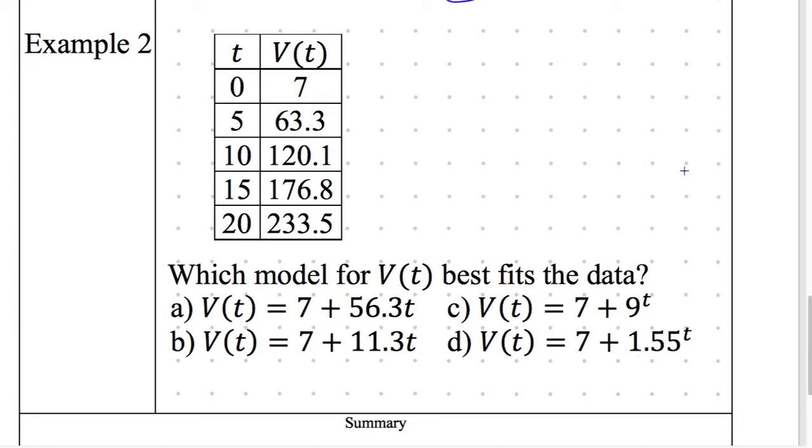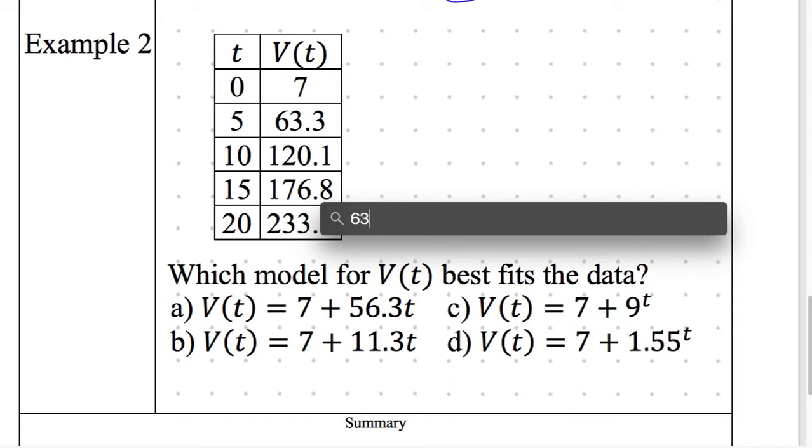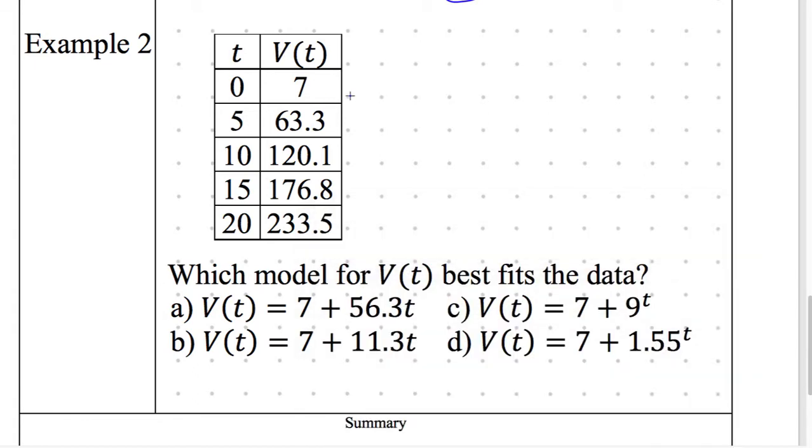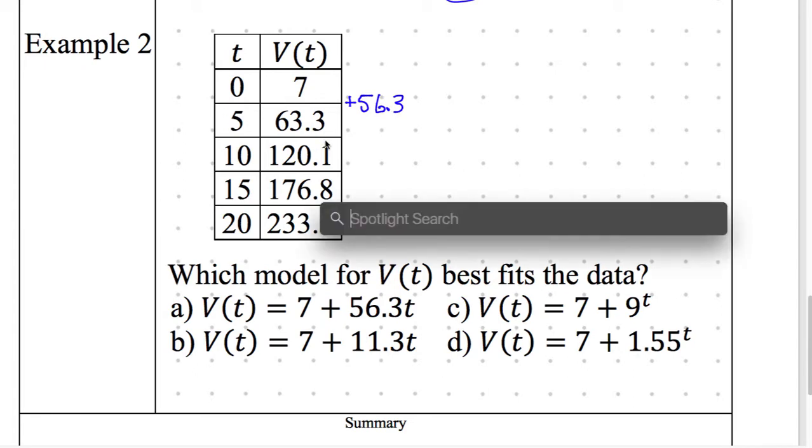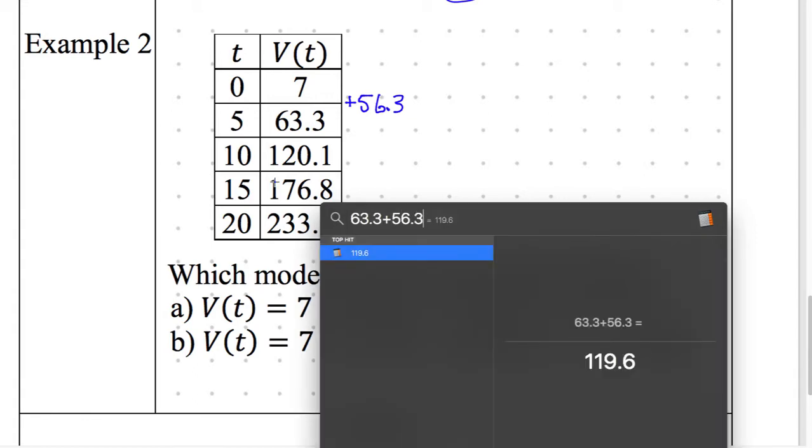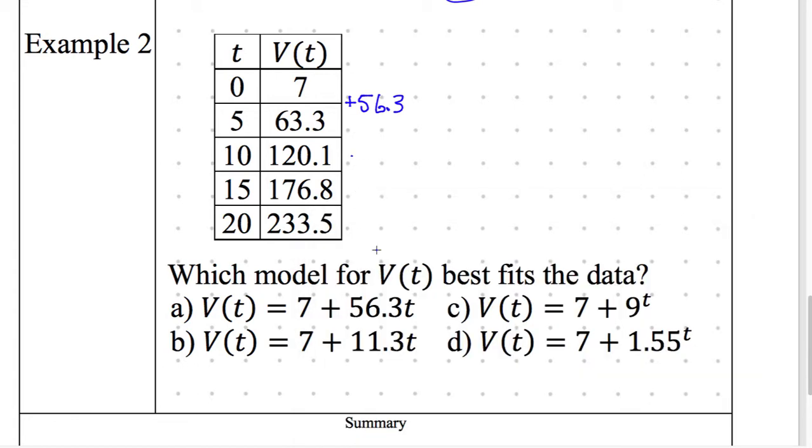Okay, let's assume that it's linear and see if it breaks that rule. If it's linear, then I should be adding the same number, approximately. Again, modeling isn't quite perfect, but it should be pretty darn close. So 63.3 minus 7, 56.3. So I should be adding 56.3. Let's add 56.3 and see what happens. 63.3 plus 56.3, and I get 119.6, which is not really working. But it was close.